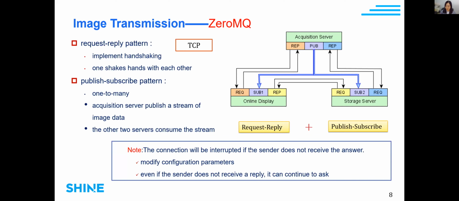In order to solve this problem, we modify several configuration parameters so that even if the sender does not receive any reply, it can continue to ask until the handshake is successful. The publish-subscribe pattern connects the acquisition server, the online display server, and the storage server. It's used for one-to-many distribution of data from a single publisher to multiple subscribers. The acquisition server publishes a stream of image data, and the 2 clients consume that stream.